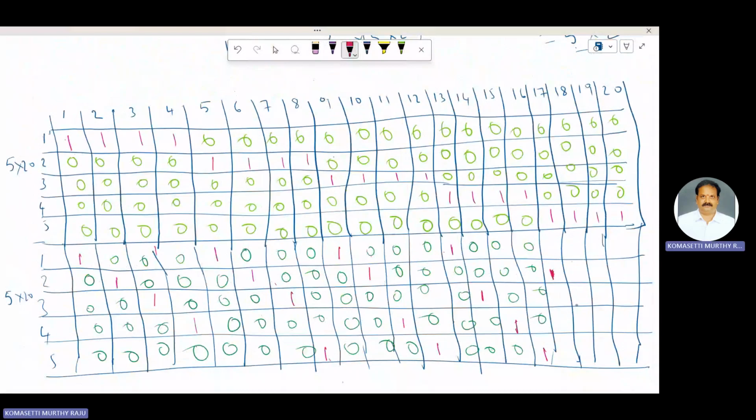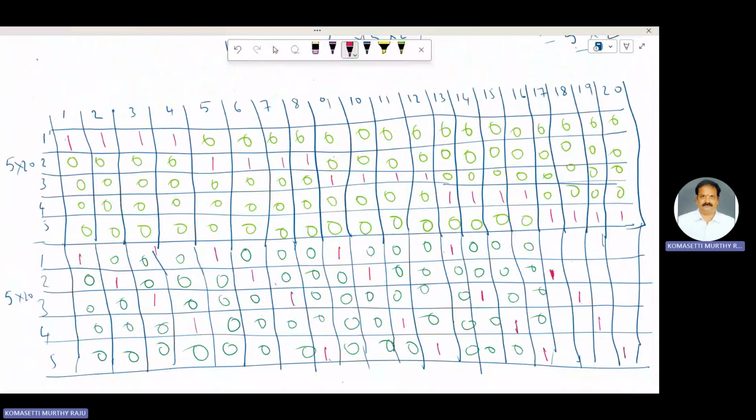17 is also completed. Here 3 ones are there. Here put 1 here. 18 is also completed. Put 1 here. 1, 2, 3, 4. Put 1 here. 1, 2, 3, 4.